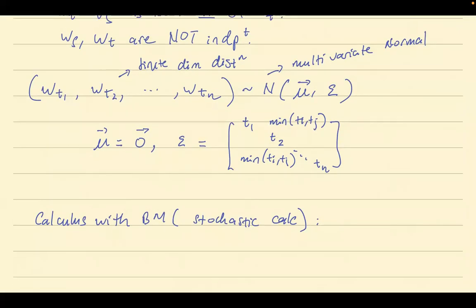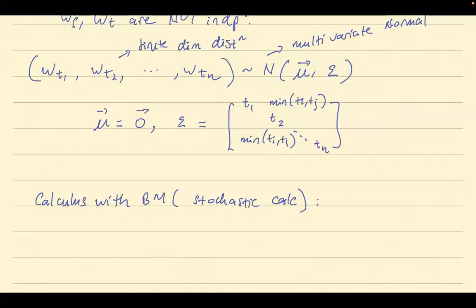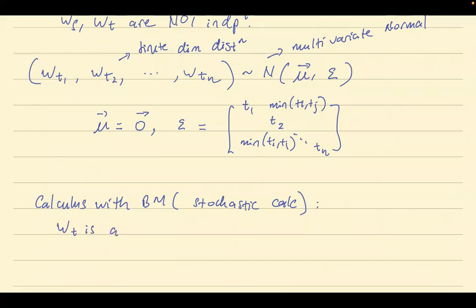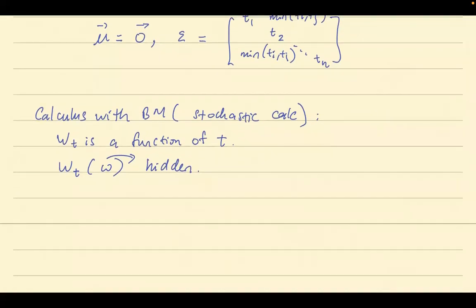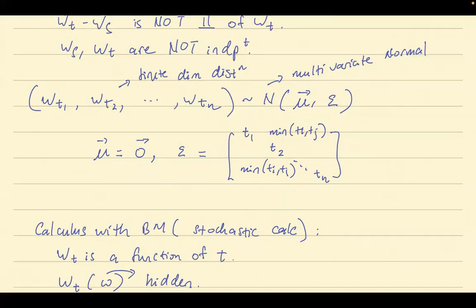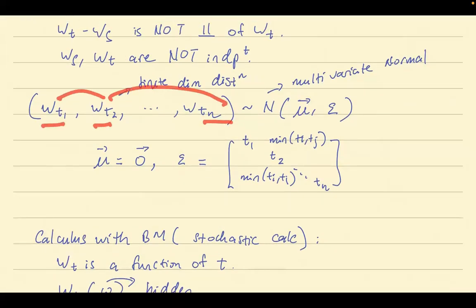So what do we mean by calculus with Brownian motion? First of all, let's say something pretty obvious, that W is a function of T. Now, this is worth saying a little bit. When you're given a stochastic process, it's actually a function of two variables. First is a function of time, and second is a function of event, which is usually hidden. We don't say it. So when you fix a time, then you look at WT itself as a random variable. And that's what we've been doing above. We fix some time and we look at this as random variables, okay?